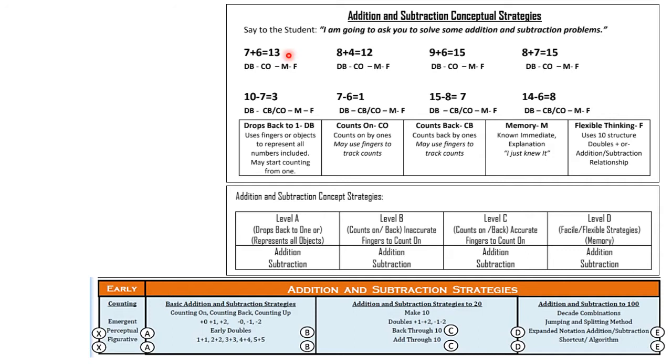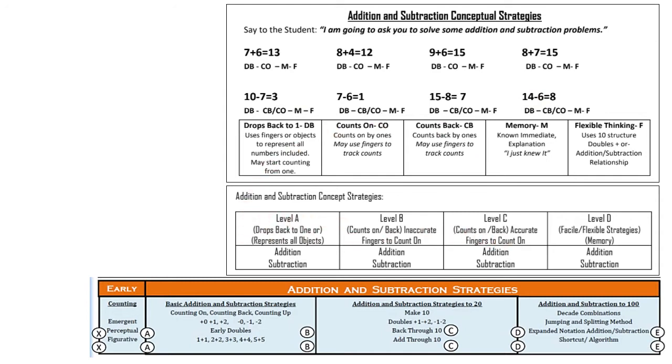So again, I don't want to get into the actual administration of the assessment. If you have questions on that, just go back to the webinar and watch over those pages, okay? But this is the part that's been clipped from the assessment where it has the 4 addition problems, 4 subtraction problems, and it has the strategies. Then we have right here, which is on the student profile, okay?